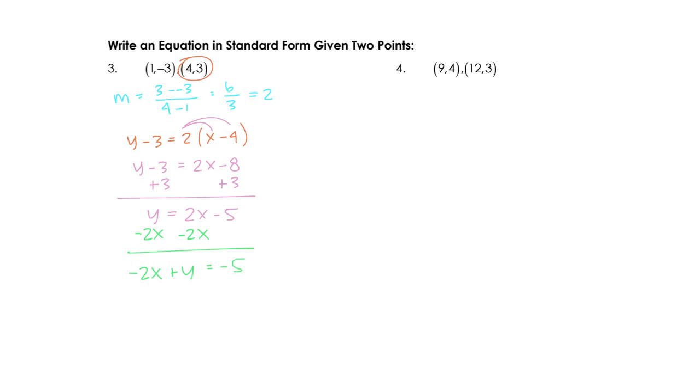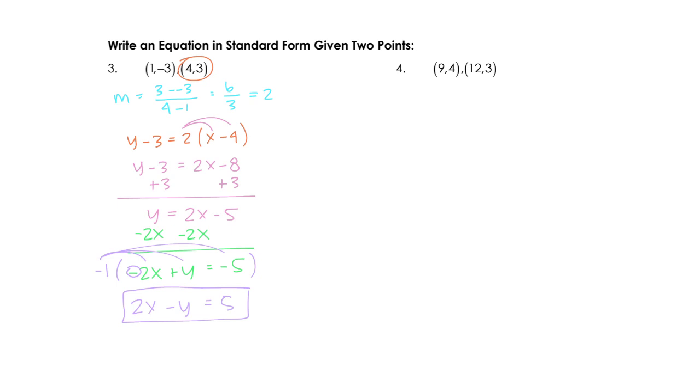You will notice that that rule again is being broken. We cannot have A be negative. So in order to get rid of that, we're just going to multiply everything by negative 1, which just changes all of the signs. So if we distribute that all the way through, we would have a positive 2x minus y equals a positive 5. And again, B and C can be negative. There's nothing wrong with that. This would be our final answer here for number 3.